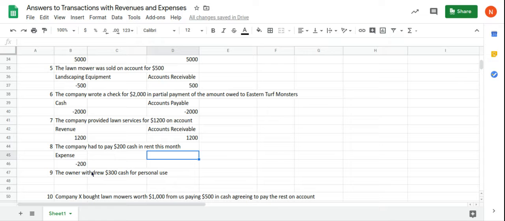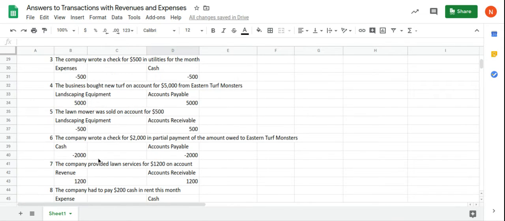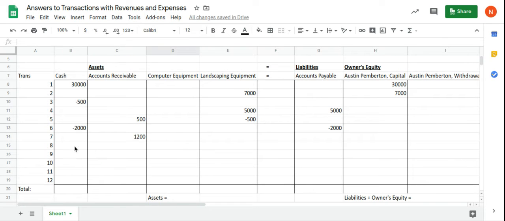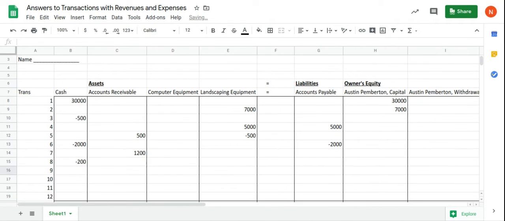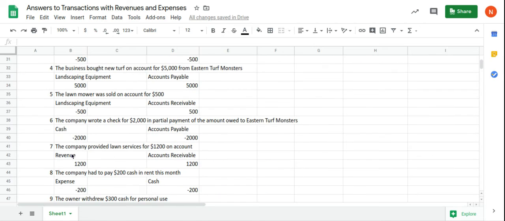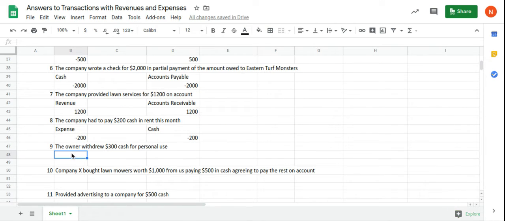Now, if we had to pay cash, obviously the cash account will be affected. If we had to pay it, we're obviously losing it. So it's negative 200. At this point, we should be picking up on these relatively quickly. So it'll be negative 200 in cash. We will go negative 200 in expenses. Assets equals liabilities plus owner's equity. We're all good.